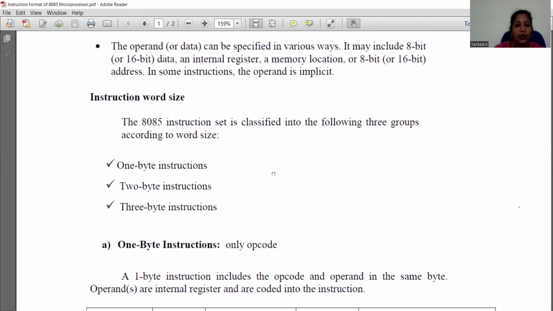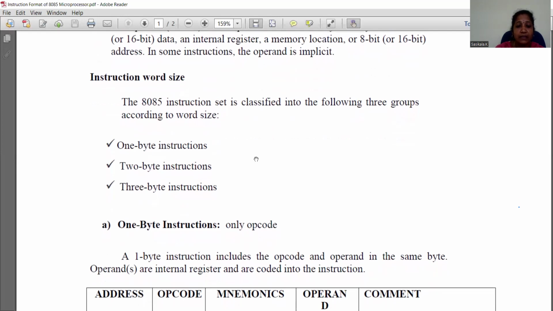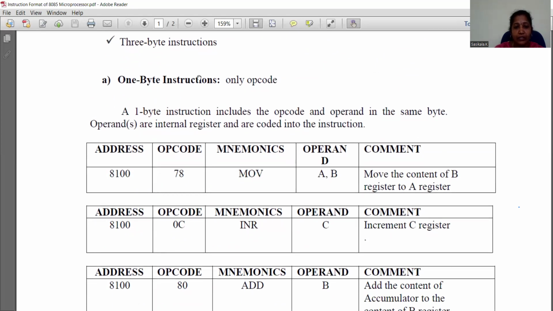Now we'll be seeing what is the instruction word size. Here 8085 microprocessor has three types of instructions. One is 1-byte instruction, another is 2-byte instruction, and the third one is 3-byte instruction. Now what is 1-byte instruction? This 1-byte instruction includes the opcode and the operand in the same byte. So the operands are either the internal registers and they are coded into the instruction.